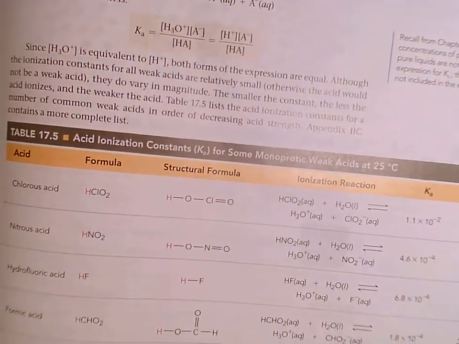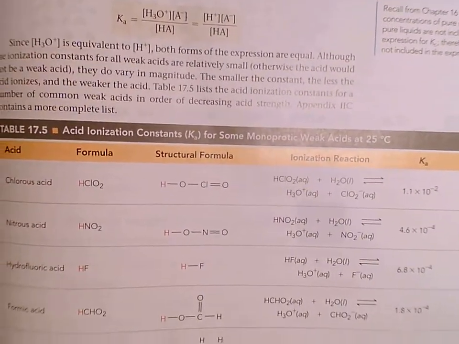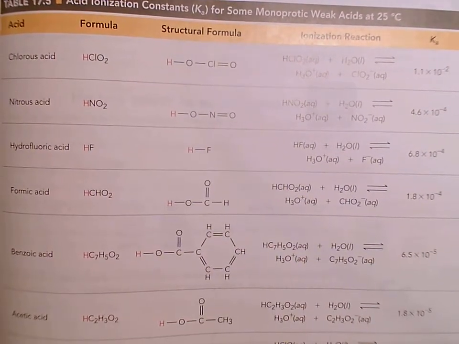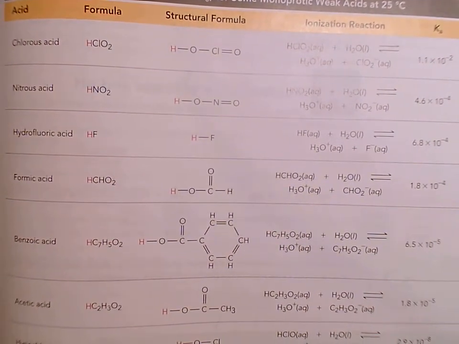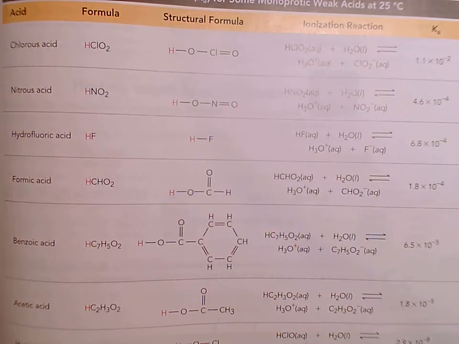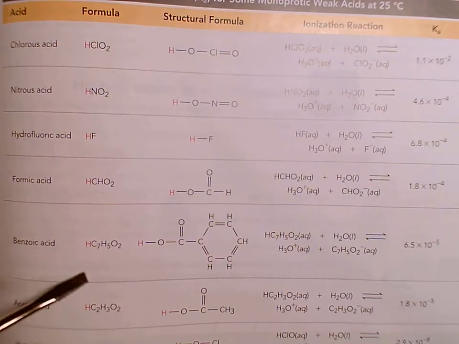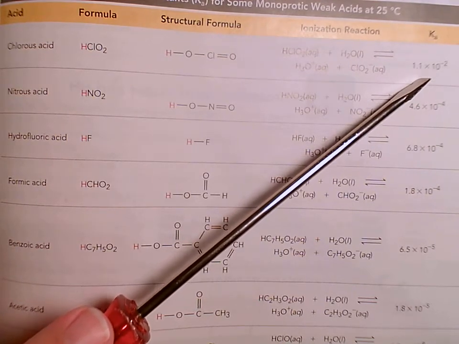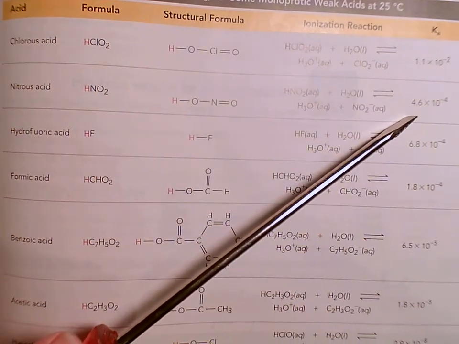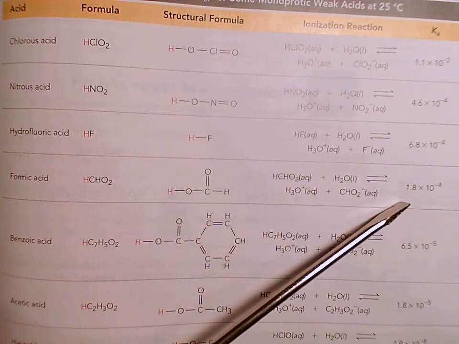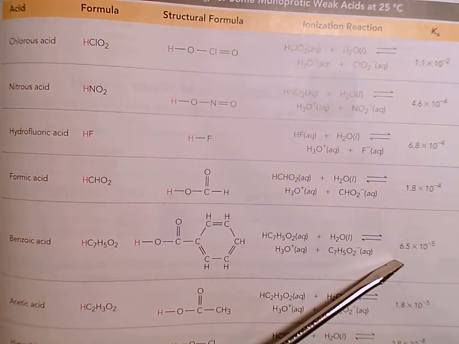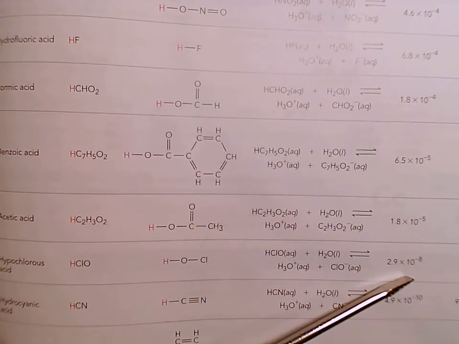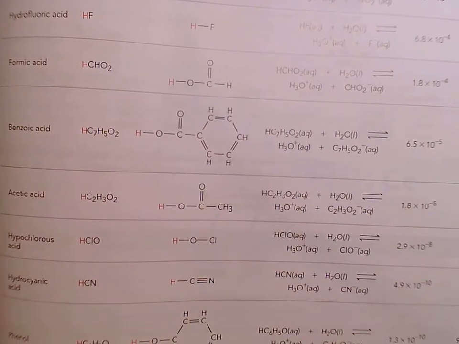It's also in your book, a table of various Ka values, and you're not going to have to memorize any of these. But something to note when you look at these various acids and their Ka values: you've got a couple of 1 times 10 to the minus second here, but then we go to 4 times 10 to the minus fourth, 6 times 10 to the minus fourth, 6 times 10 to the minus fifth, 2.9 times 10 to the minus eighth, and down to times 10 to the minus 10th.